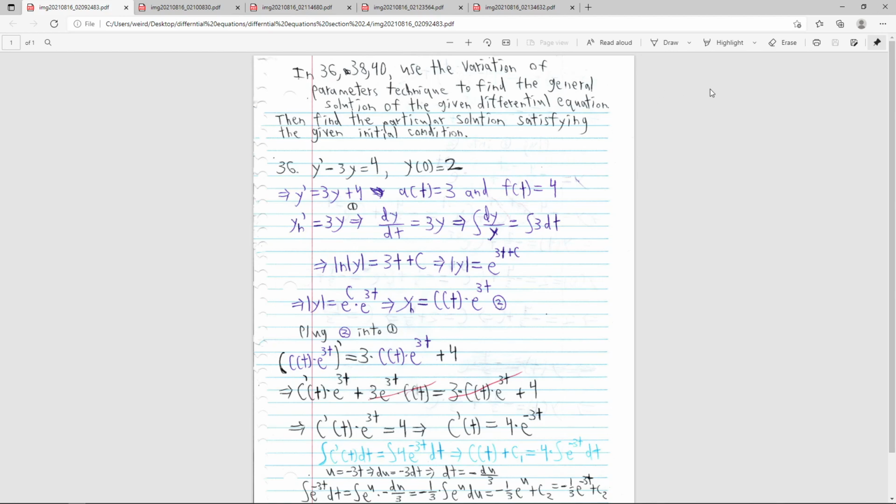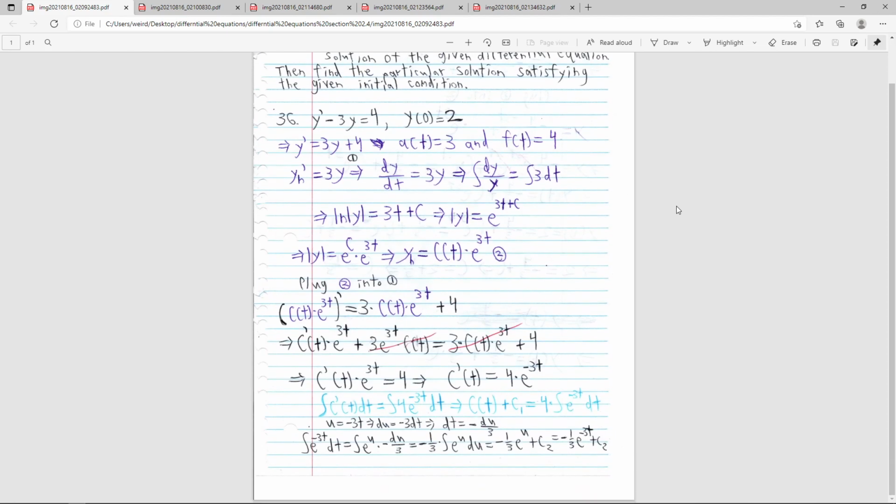So in these last three, we're supposed to use the variation of parameters technique to find a general solution of the given differential equations and find a particular solution satisfying a given initial value condition. So the same as before, this time we just have the same basic type problem, we just have to actually use variation of parameters this time. So just a couple of these just to get it, because it's a good thing to know. You have to know how to do it at least. So we're going to have to go through the long process of it.